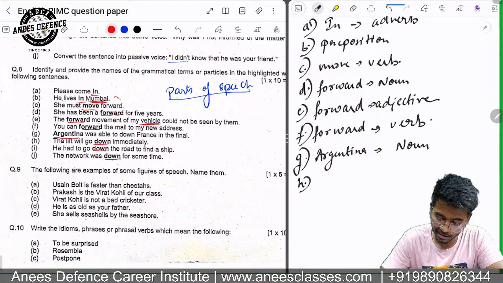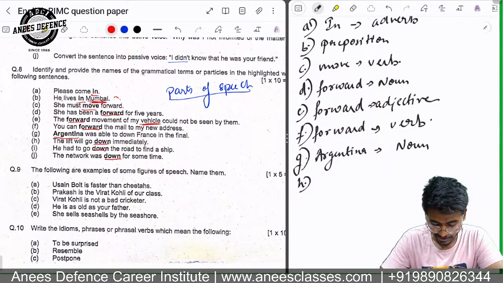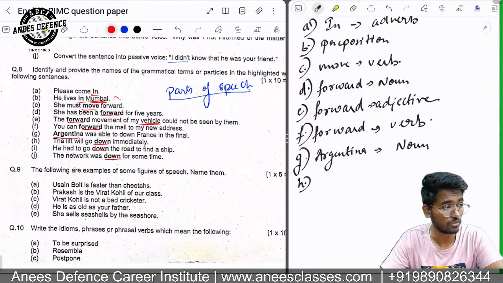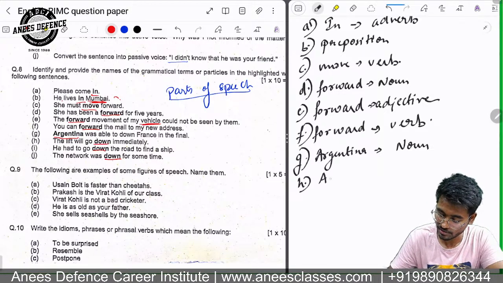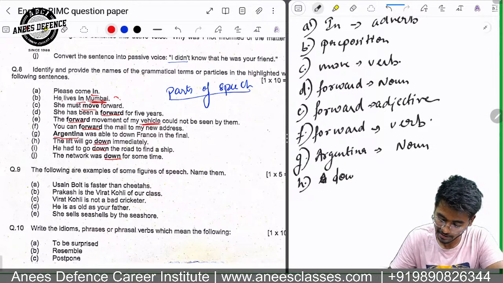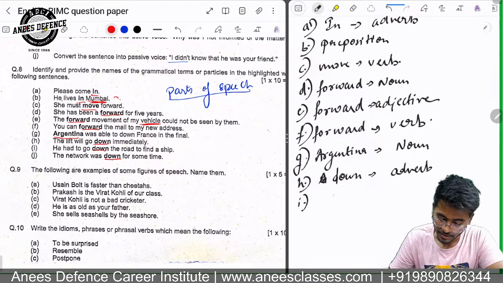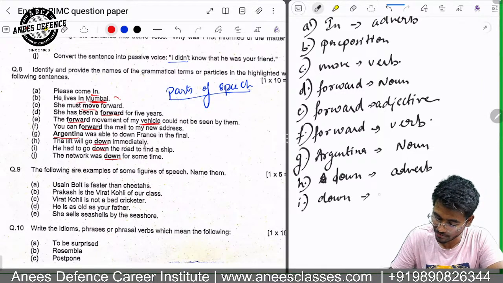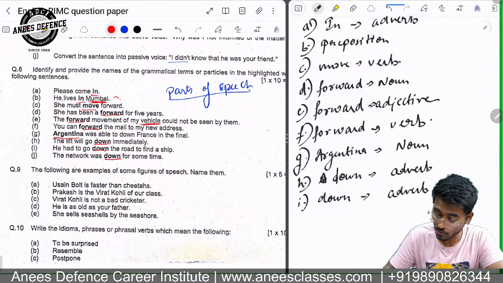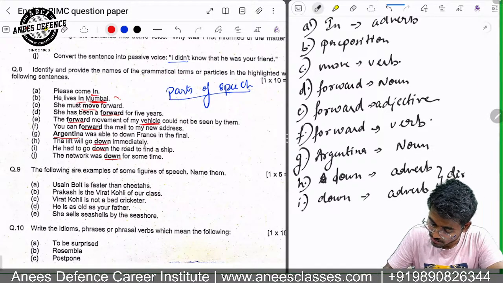The lift will go down immediately. If you see, will go down immediately, this down is not a preposition over here. Will go down. It is emphasizing the verb over here. It is an adverb. Whenever a particular word is emphasizing a verb, it is an adverb. Here it is an adverb. He had to go down the road to find a shop. Again, the down over here is an adverb, because these both are denoting directions.